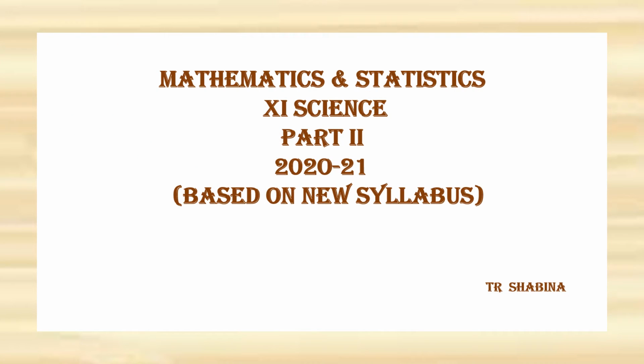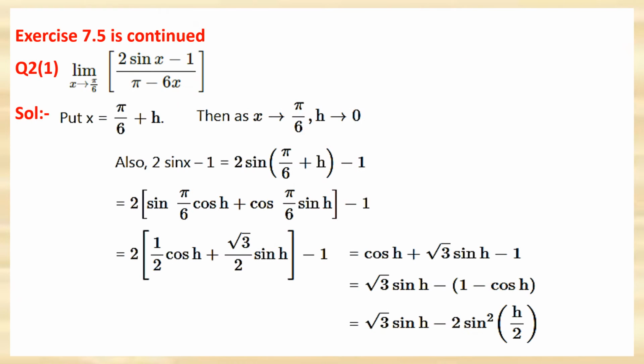Students, today we are continuing with the sums of exercise 7.5. Here we continue the exercise 7.5. Question number 2, first one. Limit x tends to pi upon 6 of (2 sin x minus 1) upon (pi minus 6x).